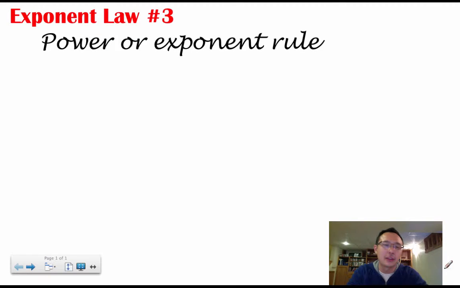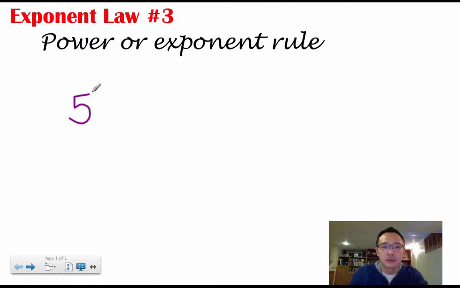Everybody, we're going to talk about your third exponent law today, and that's your power or exponent rule. This is when you have a base that has an exponent, and then it's surrounded by another bracket or parentheses, and then it is raised to another exponent. I know that probably didn't make much sense, but here's an example of what I just said.